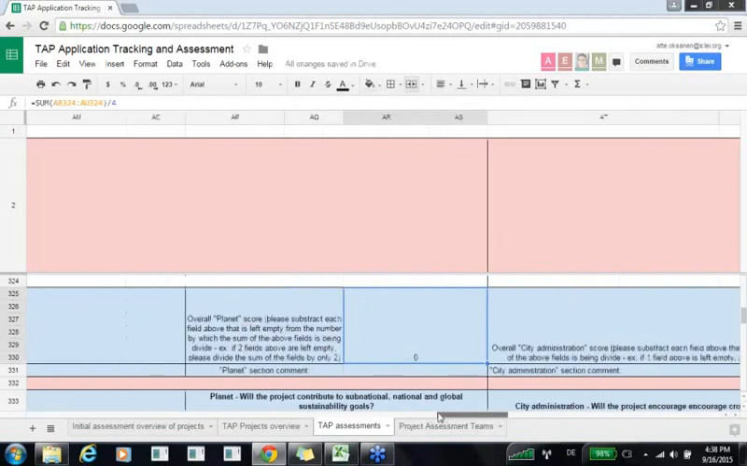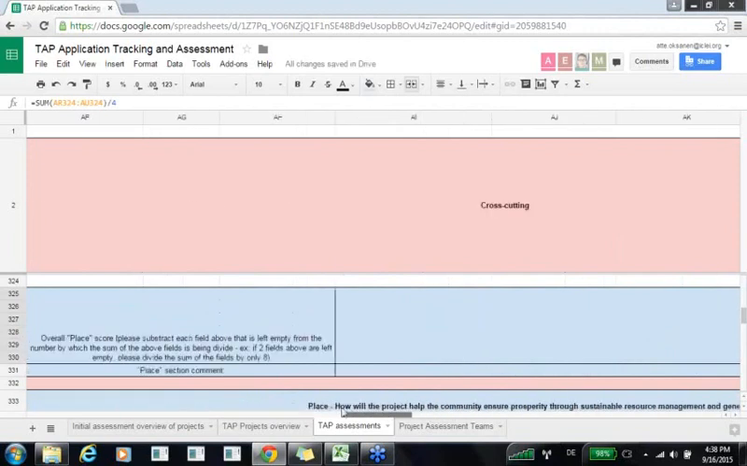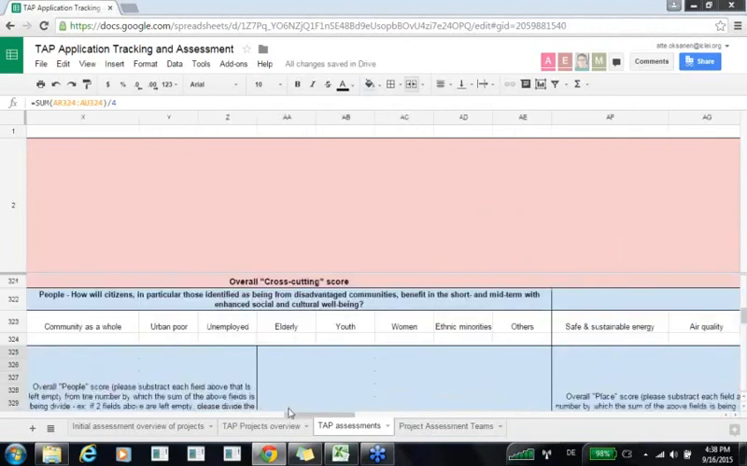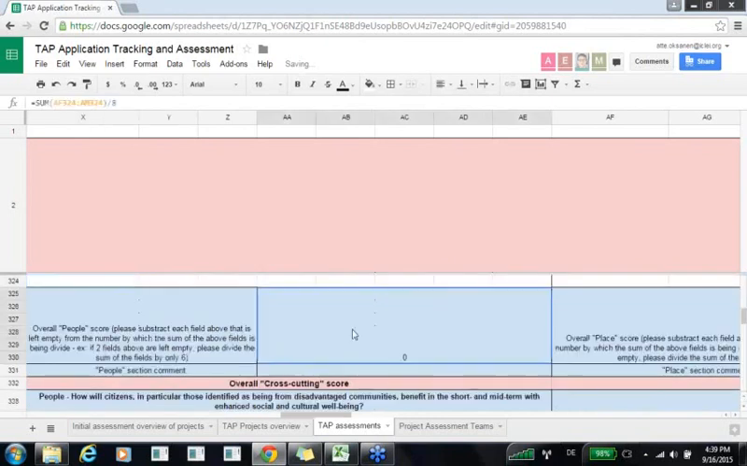So they did pretty well here on the planet section, pretty well on the place section, but maybe in the people section they got really low scores. So throughout their application, they did not manage to prove that they were serving the community as a whole. They'd get a 1. They didn't really prove that they were serving the urban poor or any disadvantaged community. So they would get low scores here. This would mean that they would get a low overall people score here.